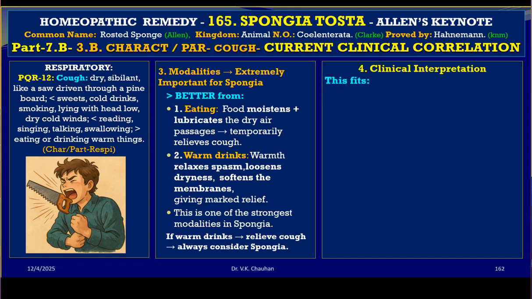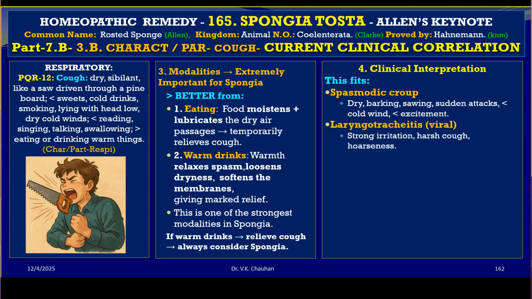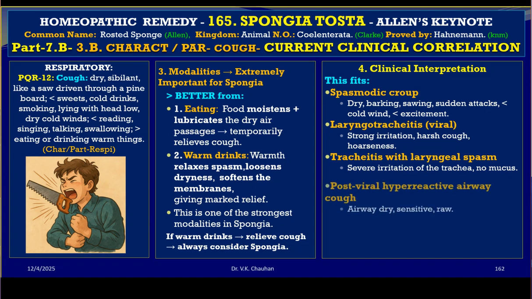We'll go for clinical interpretation. This perfectly fits spasmodic cough, where we have dry, barking, sawing, sudden attacks which are worse by cold wind and excitement. Laryngotracheitis is a viral condition generally in small children, kids, maybe 1 year to 3 years old, with strong irritation, hoarse cough, and hoarseness marked. Tracheitis and laryngeal spasm is one more important thing to keep in mind. Severe irritation of the trachea but no mucus.